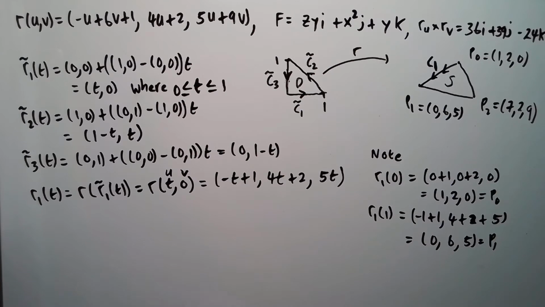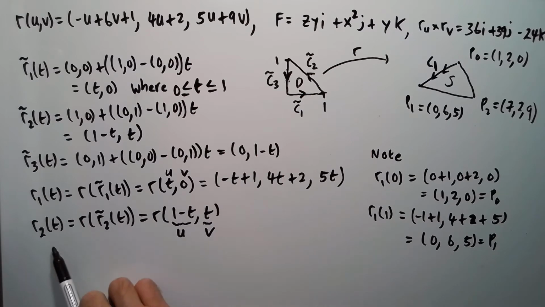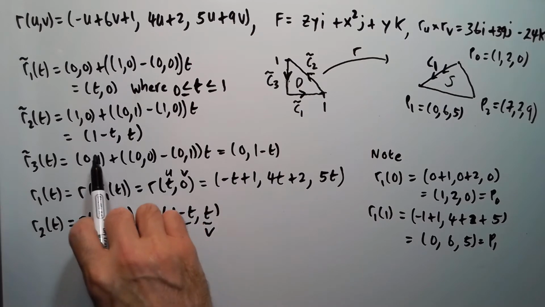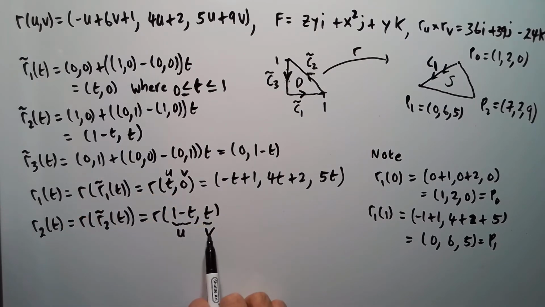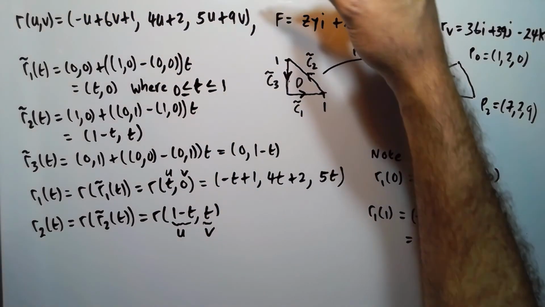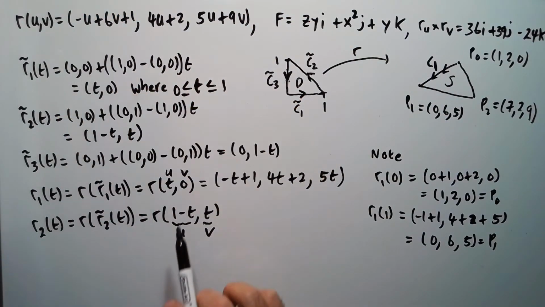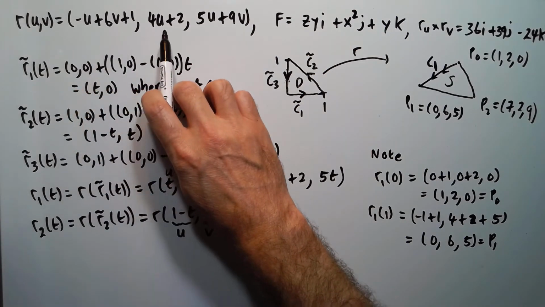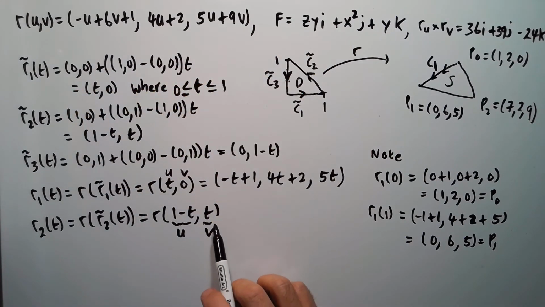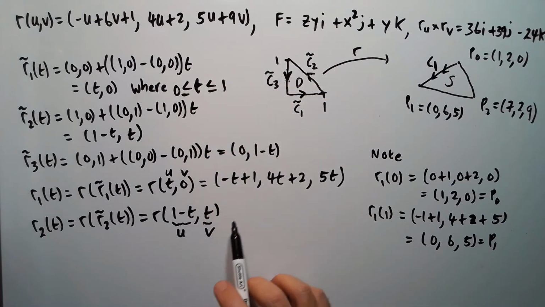Okay, now let's look at R2. So R2 is going to be basically R composed with R2 tilde of t. So let's do that right down here. So my R2 of t would be R composed with R2 tilde of t. R2 tilde is (1 minus t, t). So therefore that's going to be your u and your v, and you're up here. So up here I'm going to put 1 minus t in place of u here, here, and here, and t in place of v here, here, and here. So let's do that over here.